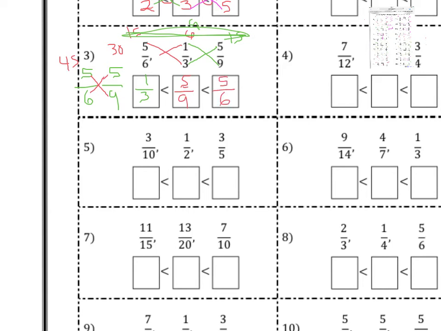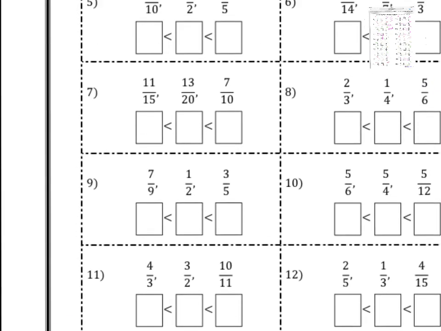And then when you're done, you can just compare them once they're in order. 3 times 5 is 15. 9 times 1 is 9. Okay, 1/3 is less than 5/9. And then 9 times 5 is 45. 6 times 5 is 30. And 30 is less than 45, so 5/9 is less than 5/6. Make sure you're listening very carefully to these explanations.